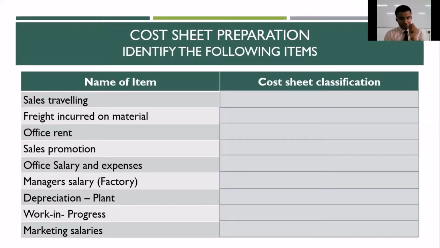Okay, maybe to make it a little easy for you guys to respond, I want all of you to try the first three: sales traveling, freight incurred on material, and then office rent. So what you can do is name them 1, 2, 3, and put your responses in the chat. So 1, what is your answer? 2, what is your answer? 3, what is your answer?